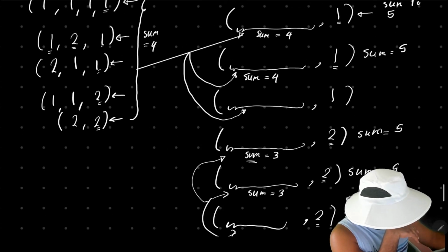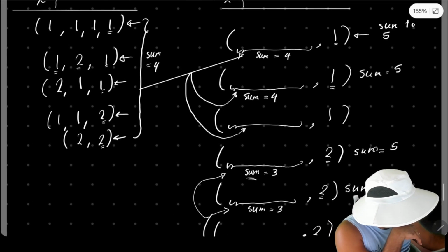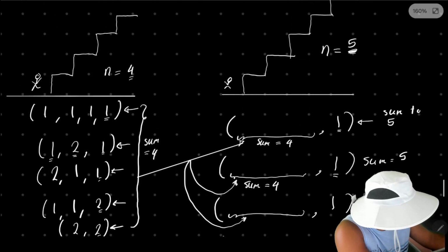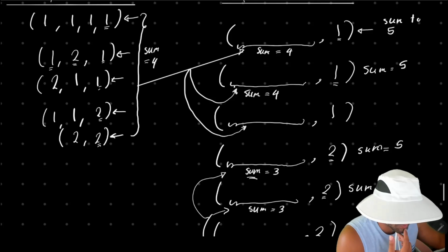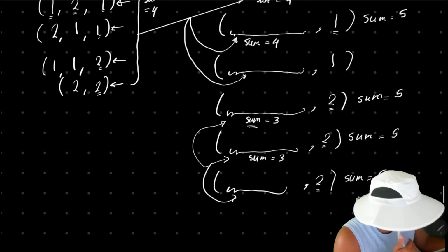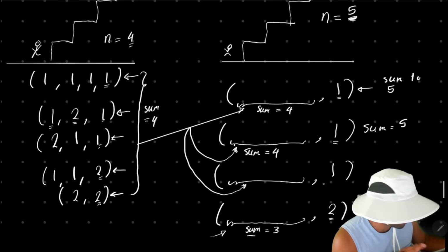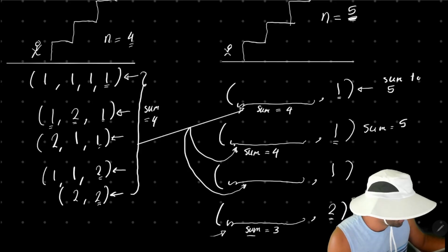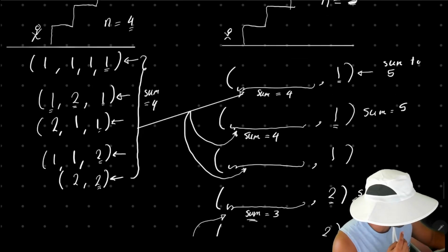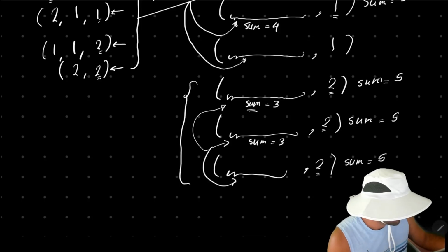So what does that mean? When n is equal to 5, how many different ways can I get to the top? Well, that will equal how many different parentheses end with 1 plus how many different parentheses end with 2. How many end with 1? It will be the same number of parentheses that sum up to 4. And how many end with 2? It will be the same number of parentheses that have a sum of 3.